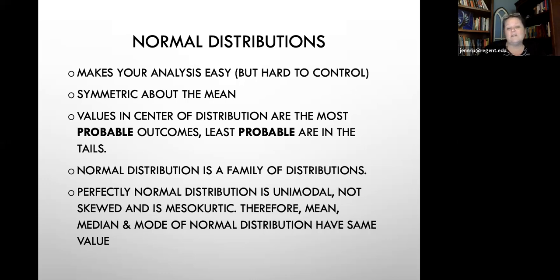Normal distribution, however, is a family of distributions, some of which are a little more funky than others. So a perfectly normal distribution is unimodal. It has no skew, or a skewness of 0, and is mesokurtic. And then the mean, median, and mode of a perfectly normal distribution are the same value. Okay? So important information to know.